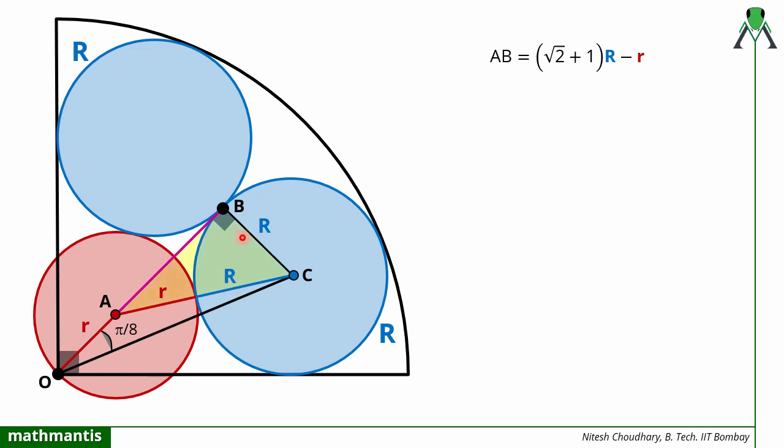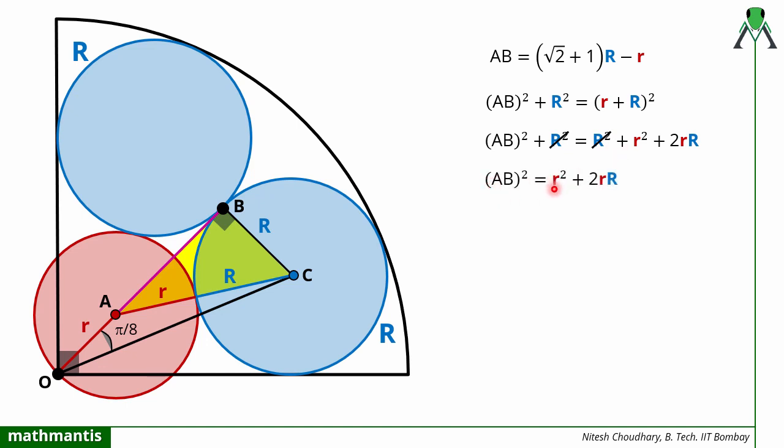So from here I have defined a triangle using the length AB. In this triangle of 90 degrees I can use Pythagoras theorem, because I don't know this angle. If I had known this angle, I would have used simple trigonometry. In this case I will use Pythagoras theorem to write the result, that is AB square plus capital R square is equal to small r plus capital R whole square. Now we will simplify this. This is (a plus b) whole square: capital R square plus small r square plus 2 multiplied by small r capital R. Now in this case capital R square will get cancelled out. So AB square is small r square plus 2 times small r multiplied by capital R.